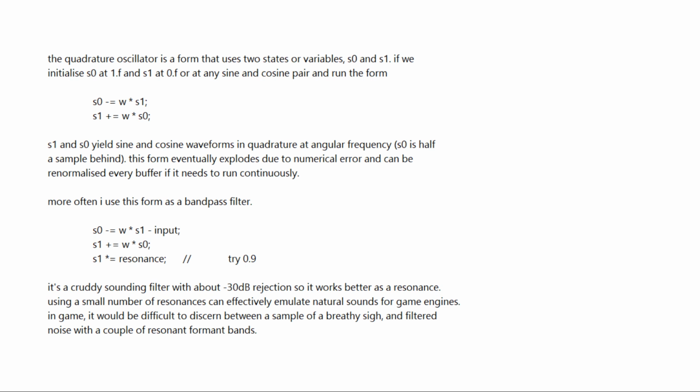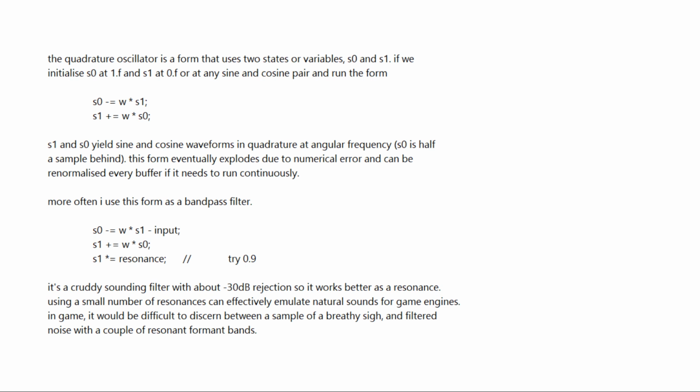The quadrature oscillator is a form that uses two states or variables, S0 and S1. If we initialize S0 at 1 and S1 at 0, or at any sine and cosine pair and run the form, S1 and S0 yield sine and cosine waveforms in quadrature at angular frequency. S0 is half a sample behind. This form eventually explodes due to numerical error and can be renormalized every buffer if it needs to run continuously.